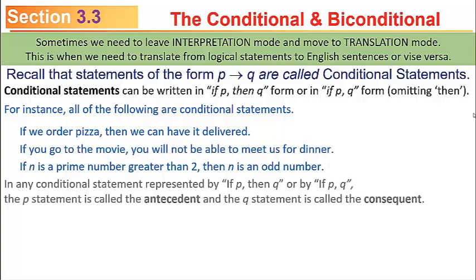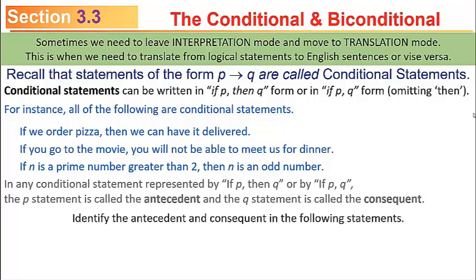In any conditional statement represented by if P then Q, or by if P, Q, the P statement is called the antecedent, as I've mentioned earlier, and the Q statement is called the consequent. Occasionally you'll see the antecedent called the hypothesis and the Q called the conclusion. So, identify the antecedent and consequent in the following statements.